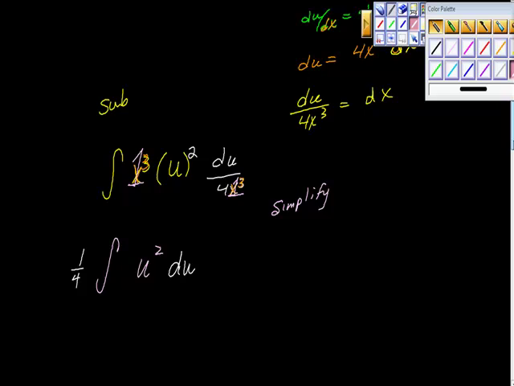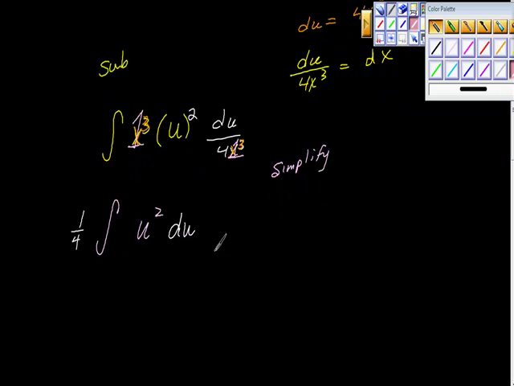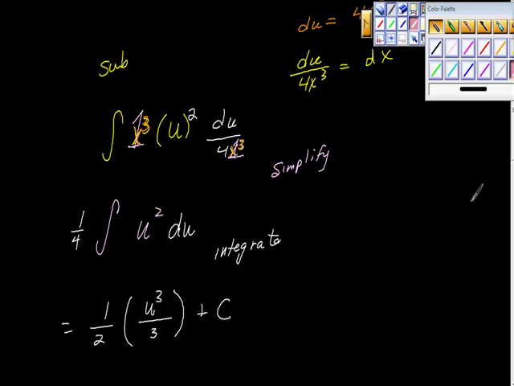Now, it looks like hell, but now it's gotten good. So now we can just integrate. So here's our 1/4 times, this is not u to the second, but u to the third. So u to the third over, remember, whatever this number becomes this number down here. So 3, right? Plus c. And you're like, oh, are we done yet? No, we are not done yet.